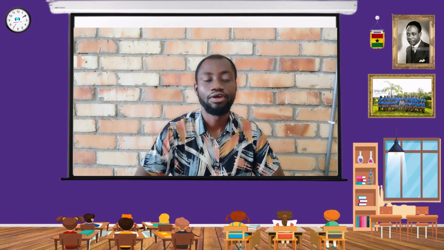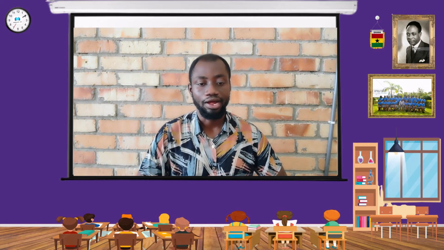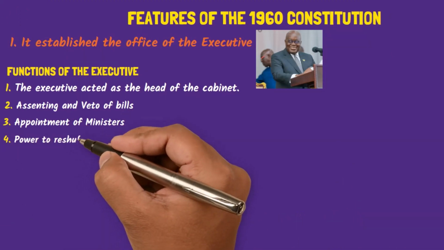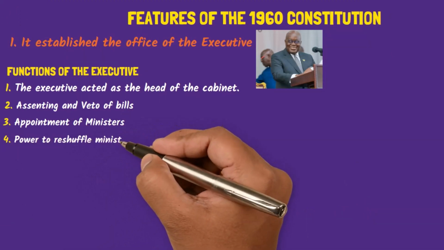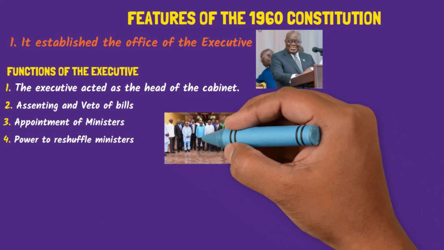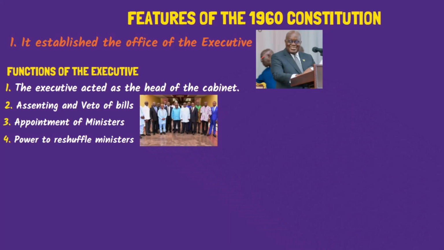The last of the functions of the president was the power to reshuffle. The president also reserved the right to reshuffle his cabinet ministers by replacing them with new appointees, or changing their portfolios. The president could assign ministers of state to different ministries, or even dismiss them if he found them to be incompetent.